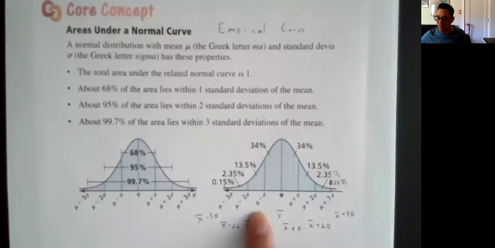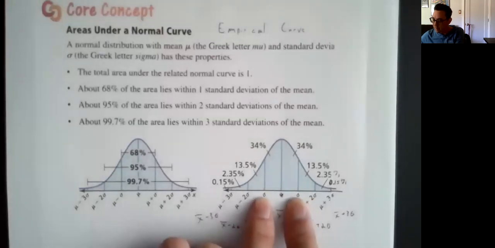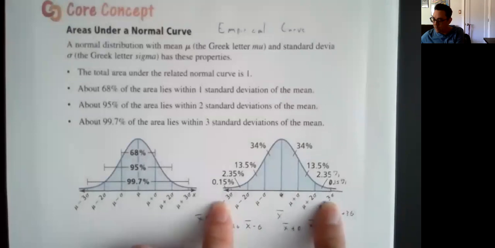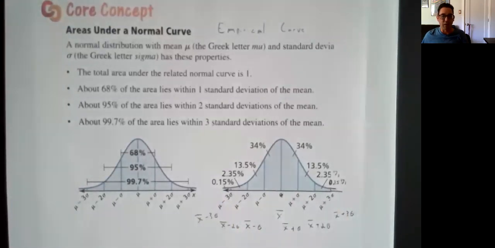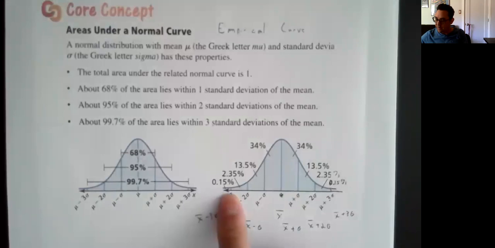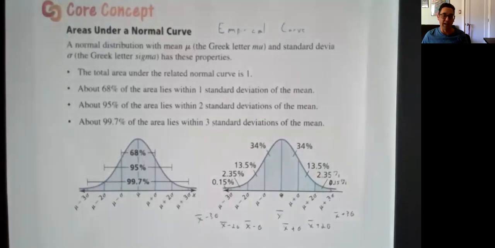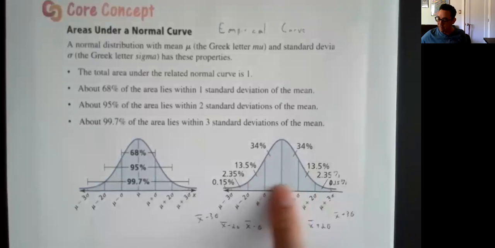And again, here your book used mu instead of X bar, but it's the same thing. This line is your mean. This is 1 standard deviation away, above and below, 2 standard deviations away, and 3 standard deviations away. Now, if you added up all these percents, take a calculator and add 0.15, 2.35, 13.5, and all these numbers, you get 1, because this represents 100% of the population. Everybody falls into one of these ranges. The entire world falls into one of these ranges, and most people are here.